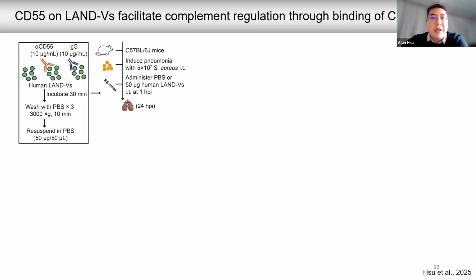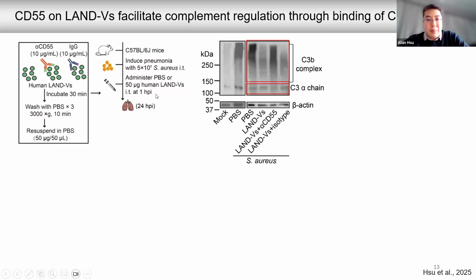So just to make sure that this phenotype was CD55 mediated, as we've shown, but also works through complement, we looked at the same mice that we showed in the previous slide and found that indeed, when you treated with LAND-Vs, the C3b opsonization complexes were decreased and the availability of the substrate, which is the C3 alpha chain, increased. And when you block CD55 on the LAND-Vs, you restore this to the PBS levels, suggesting that CD55 on LAND-Vs does work through complement.